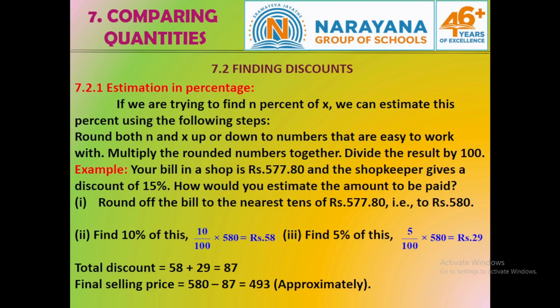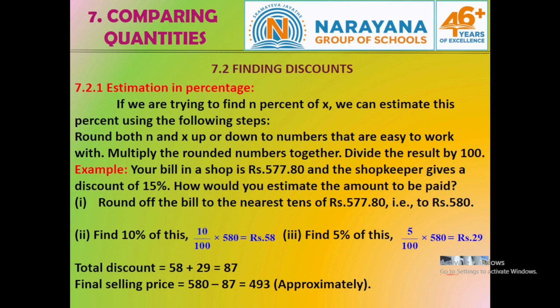Your bill in a shop is rupees 577.80 and the shopkeeper gives a discount of 15%. How would you estimate the amount to be paid? So the first step is to round up the bill to the nearest tens. So 577.80, the nearest ten is nothing but 580 rupees.